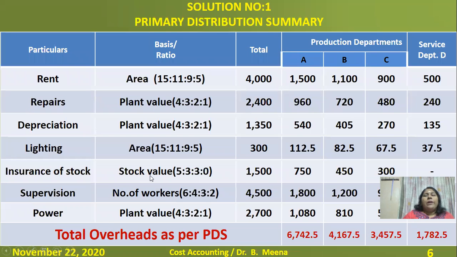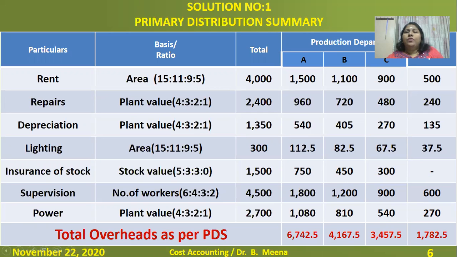So look at how I did that. Insurance of stock, stock value is the basis. So 5 is to 3 is to 3 is to 0 is the ratio, 1500 is the total. So 1500 into 5 by 11, 3 by 11, 3 by 11 for A, B and C, and D is nil. So I'll get the values 750, 450 and 300. So this is the way I can do the other items also.